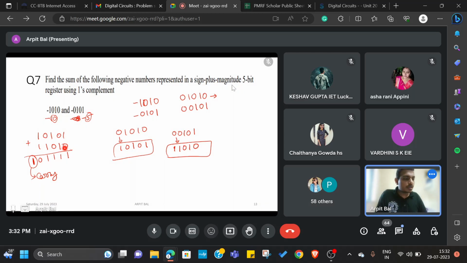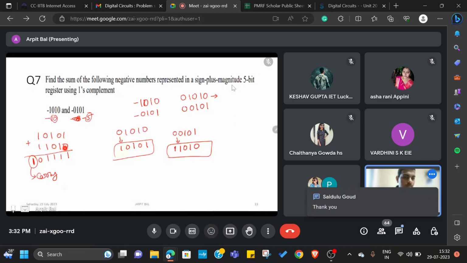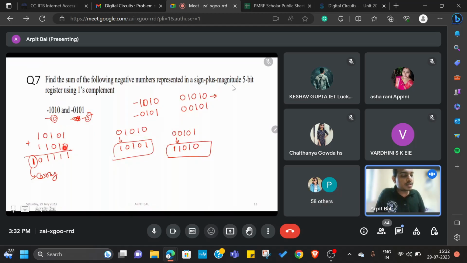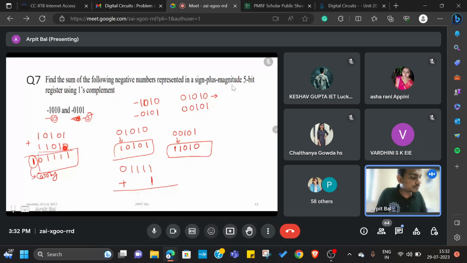Okay. As we have a carry, what we need to do in ones complement arithmetic is, whatever the carry is, you just ignore it in this portion. You just take the main values. So let us take the main values, then whatever is the carry, you add it to the main value. So the final answer that we will obtain is this.